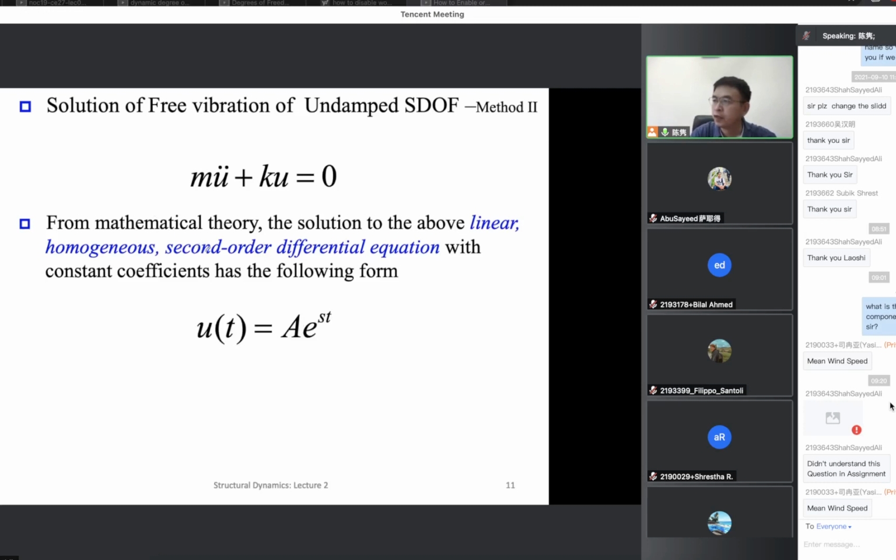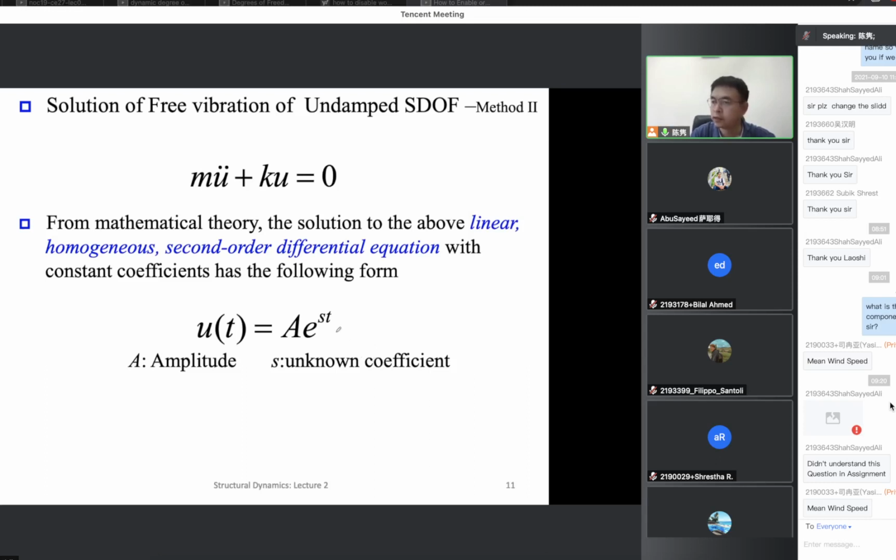From the mathematical theory, we know that the solution to this equation, a linear homogeneous second order differential equation, should look like this: u(t) = A e^(st). The A here is the amplitude, and the s is an unknown coefficient.